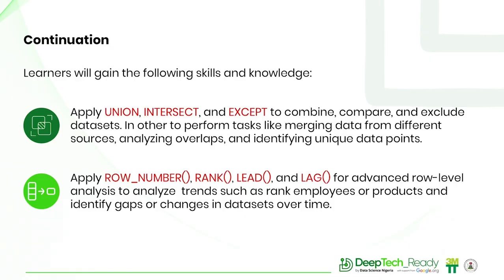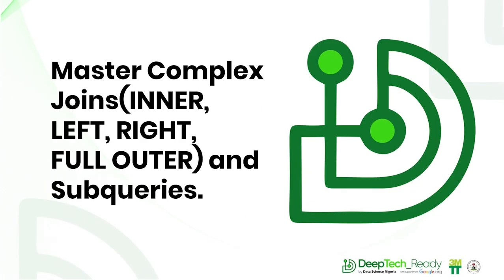And finally, we'll dive into advanced row-level analysis by applying functions like the row number, the rank, the lead, and the lag. With this, you'll be able to analyze trends, rank employees or products, and identify gaps or changes in datasets over time. Get ready to apply these powerful tools and techniques to unlock deeper insights and make smarter data-driven decisions. Let's get started. Now, we'll start by looking at complex joins and then we'll close with subqueries.